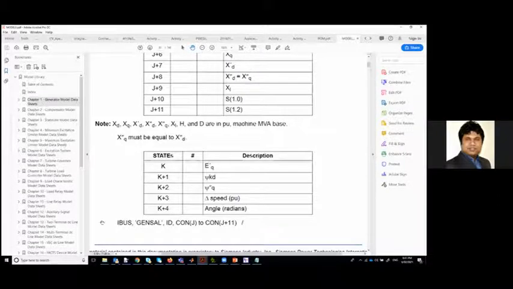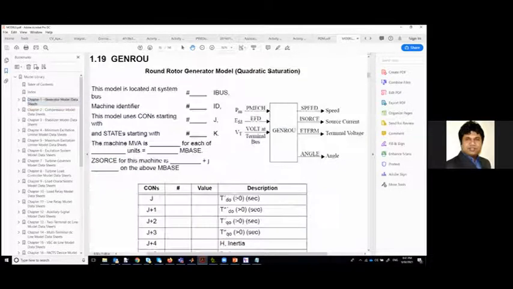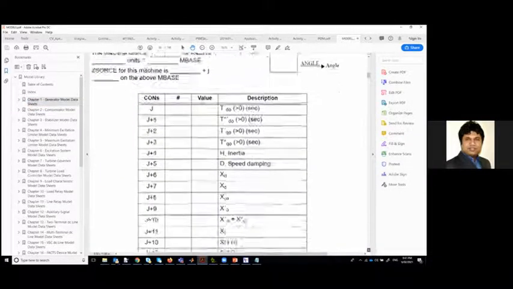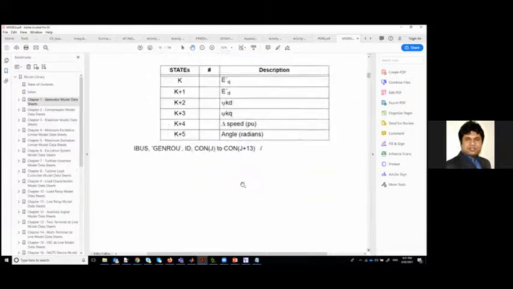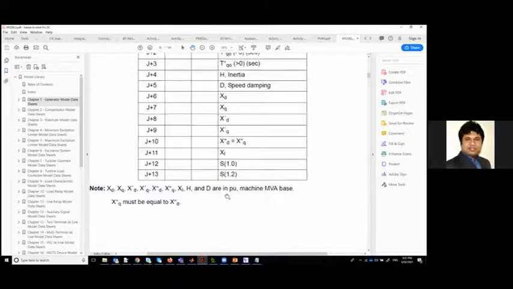So you can select a round rotor generator. This is another type that we commonly use. It will have one step more. It has both damper windings, real and imaginary, but it doesn't consider the subtransient. It considers both axes, D and Q axis. And here is the sequence of the parameters that we put.